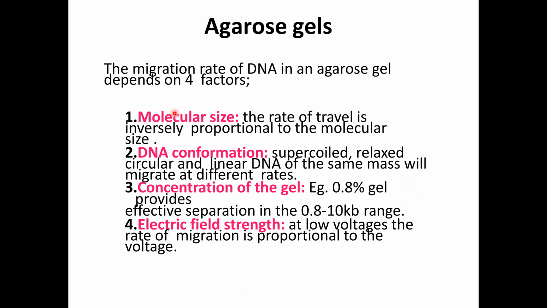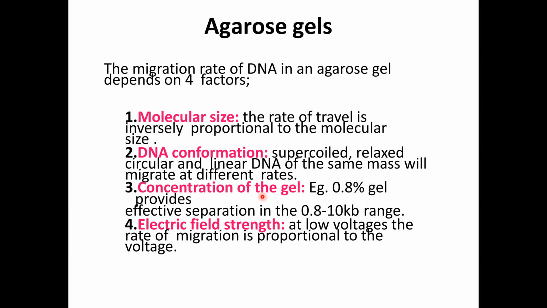One factor in the migration of your DNA in agarose gel is, first, molecular size. The rate of travel is inversely proportional to the molecular size. Another is the DNA conformation, the shape of the DNA. Supercoiled, relaxed circular, and linear DNA of the same mass will migrate at different rates. You can identify whether it is supercoiled, relaxed circular, or linear DNA because they move through the lane at different rates.